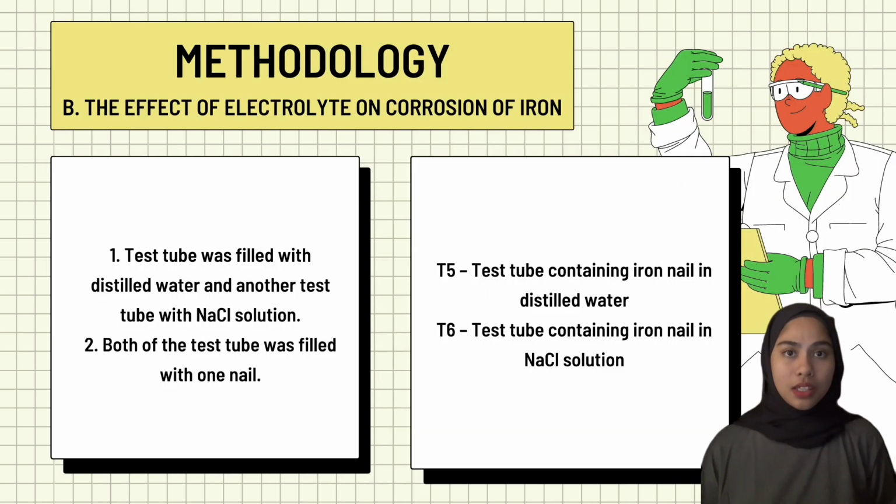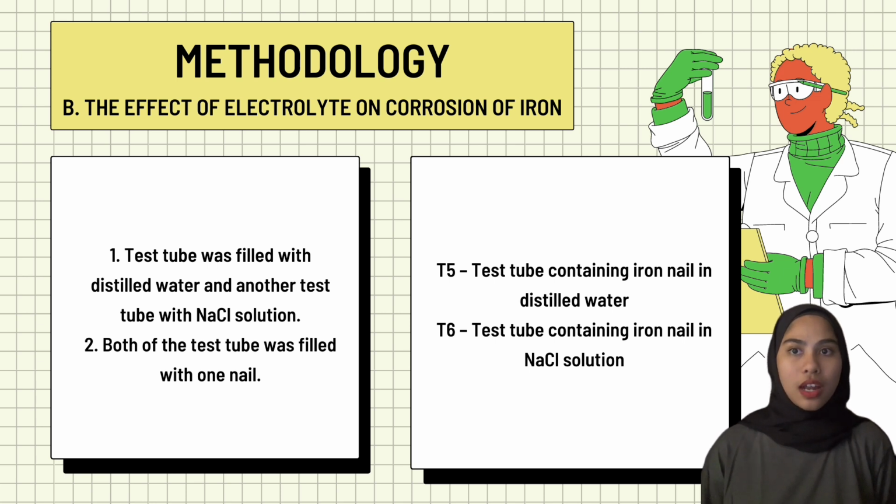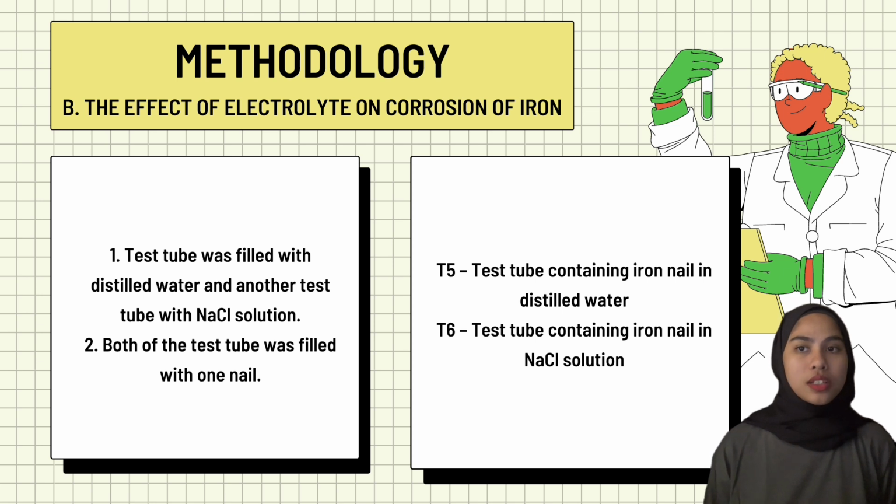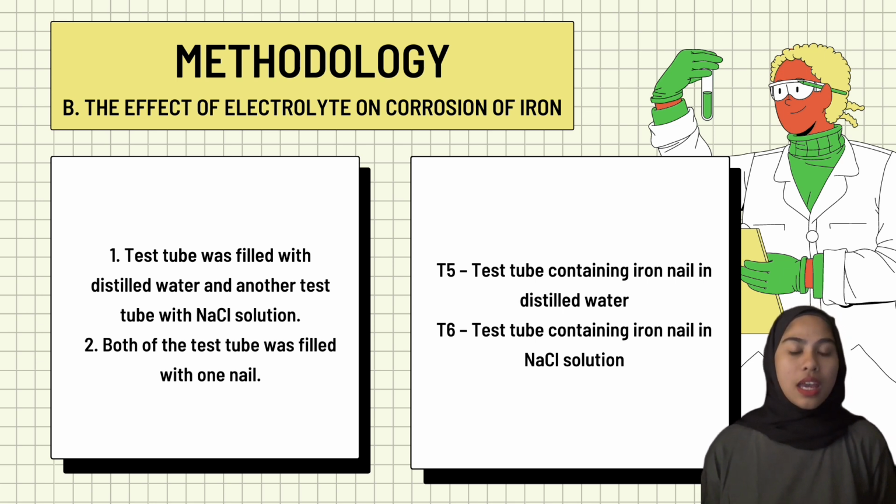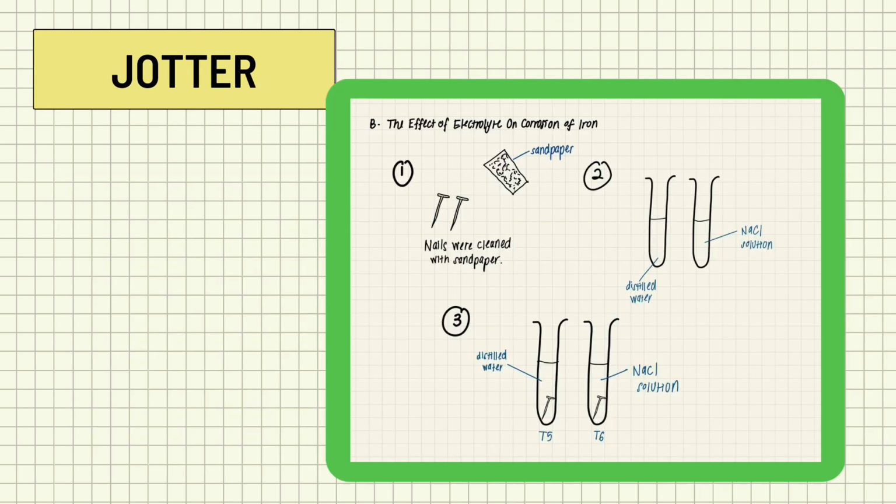For the second methodology, we want to investigate the effect of electrolyte on corrosion of iron. The first step is that one test tube was filled with distilled water and another test tube was filled with sodium chloride solution. Both of the test tubes were filled with 1 nail.